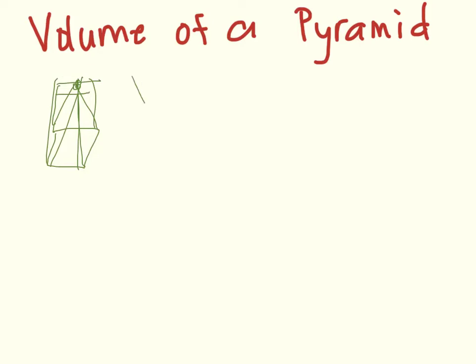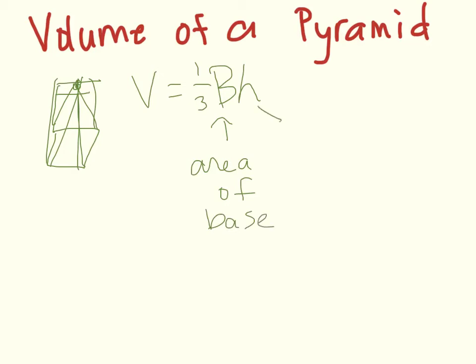Well, the volume of that prism is we take the area of the base times the height. The volume of a pyramid, compared to a prism that has the same base and the same height, is 1/3 of it. So we do 1/3 base times height. Remember, that big B stands for the area of the base. And then our H is obviously our height.